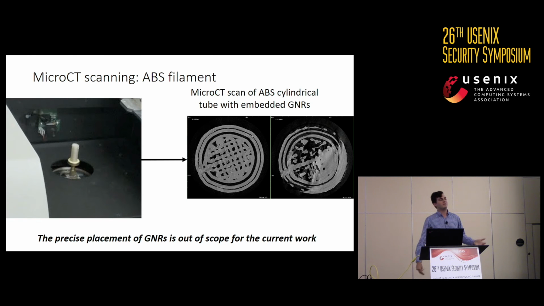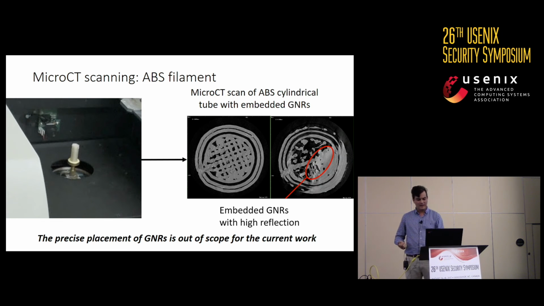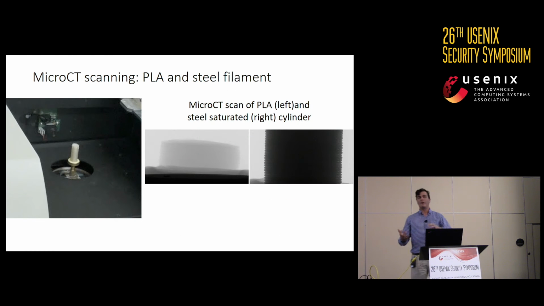And again, we're able to use these embedding materials, such as gold nanorods. We're able to make a filament that was embedded with gold nanorods. And here you can see from the CT scan that we're able to look into the cylinder and say, look, this is a crosshatch pattern in our fill. Now, we ran into a couple issues. Namely, it is difficult to consistently have fully saturated filaments.